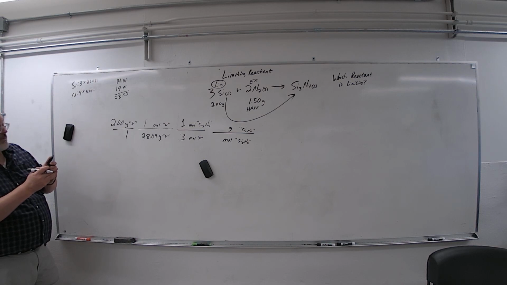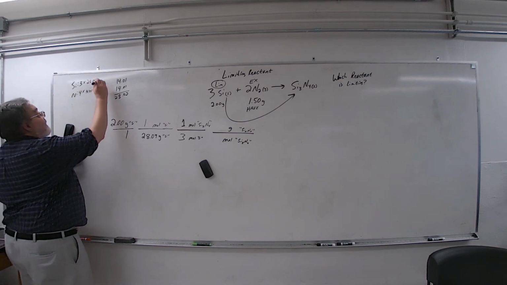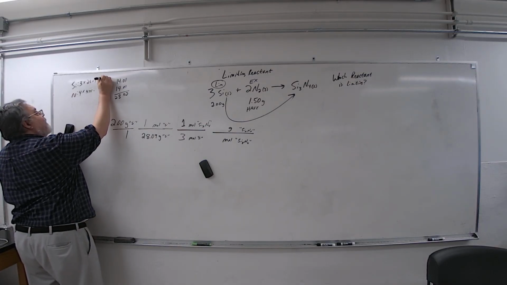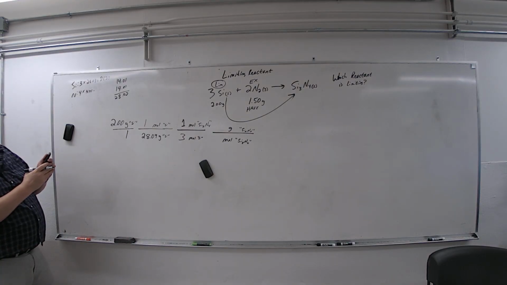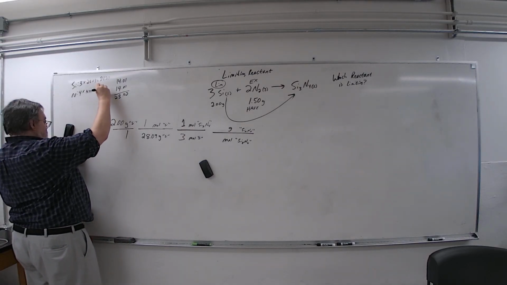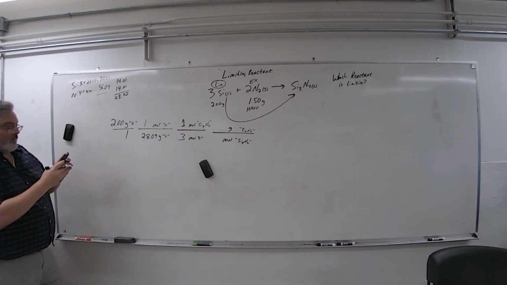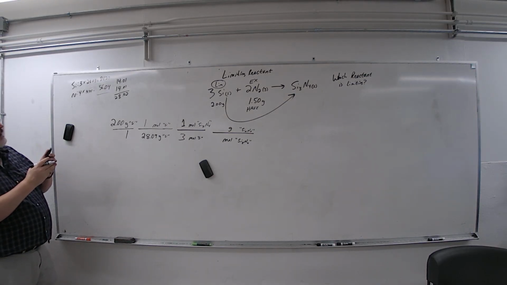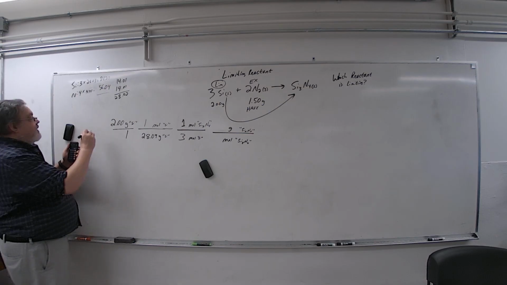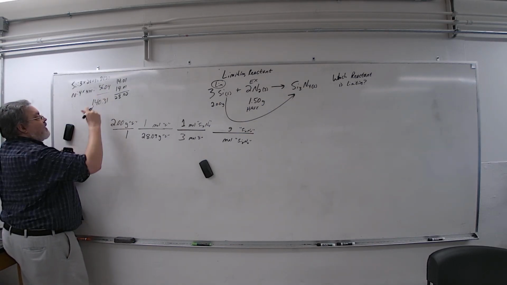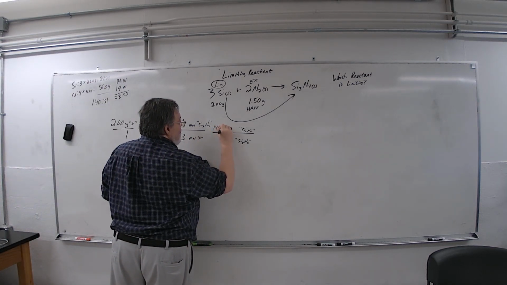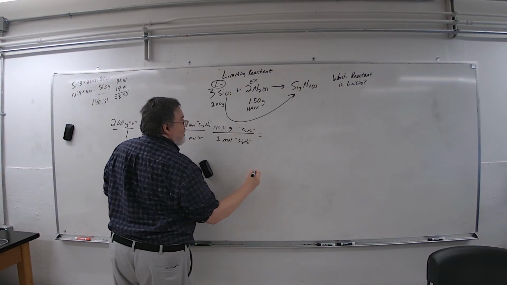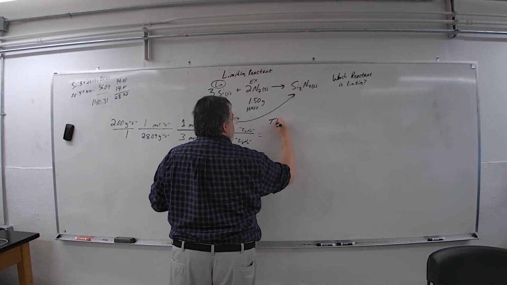28.09 times 3. This is 56.04, and if I add them up, so it's 140.31 grams per mole. And now I would put this label here.